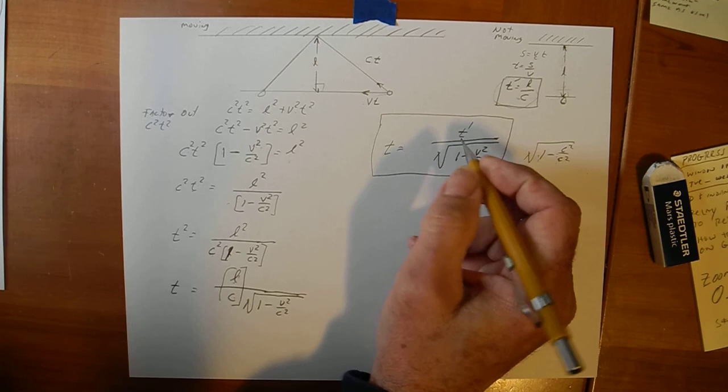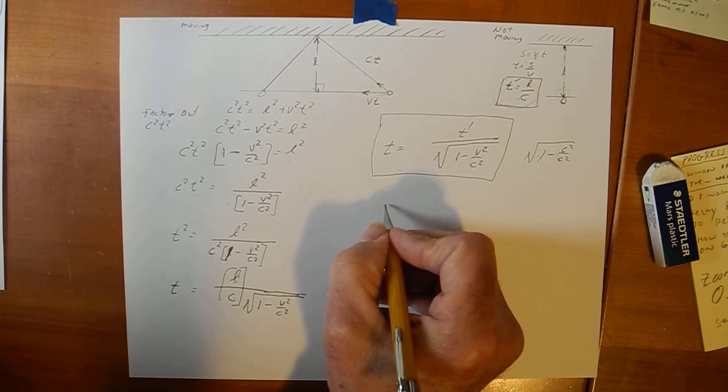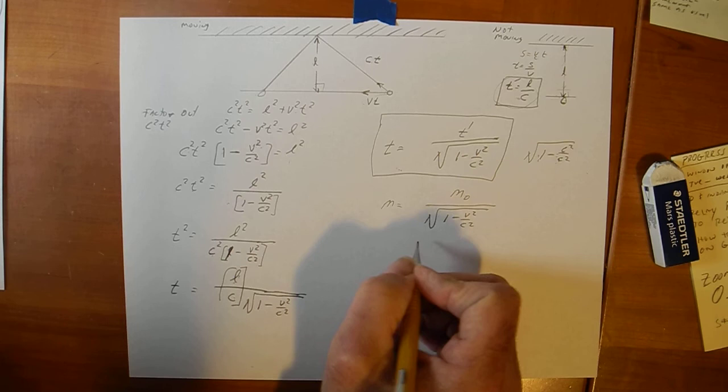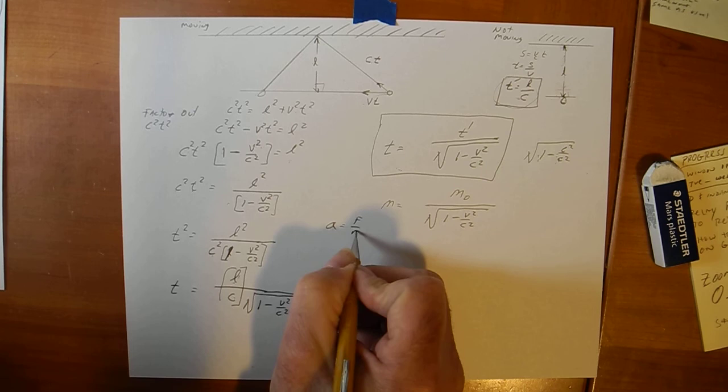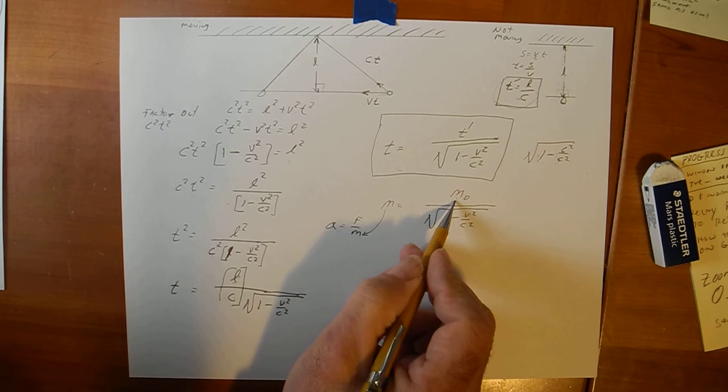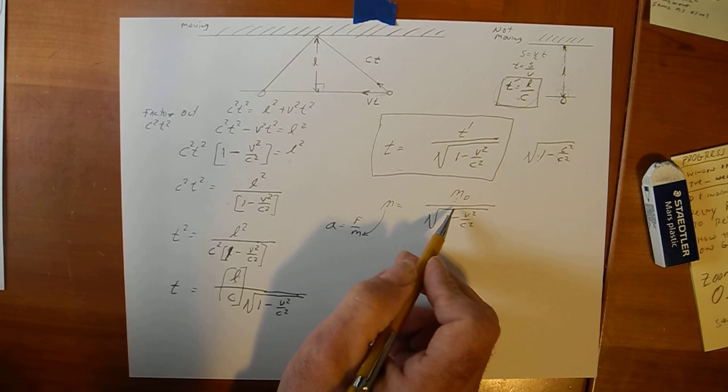A couple other things. Mass is equal to rest mass, we call it M initial, over the square root of 1 minus V squared over C squared. It's another reason why you can't travel at the speed of light, because A equals F over M. Let's put that there for M. But the faster you go, the smaller this term gets. You're taking a number and dividing by small, so this gets big. The harder it is to push, we'll never get to the speed of light, because as this becomes infinite, we'll need more force than exists in the entire world of energy to do it.